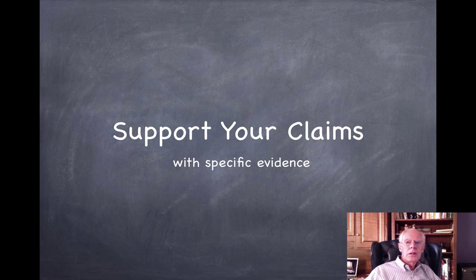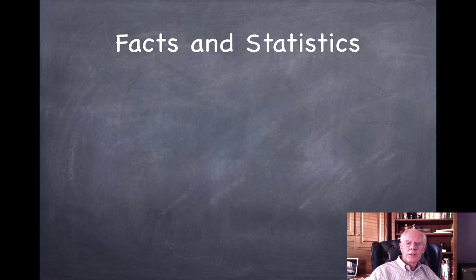Okay, we're going to use some ideas about evidence that I've extracted from a very good handbook for writers called Rules for Writers, written by Diana Hacker and Nancy Summers. And in that book, they talk about the various forms of evidence that you might use to support your claims in an academic piece of writing. And the first one they list is facts and statistics.